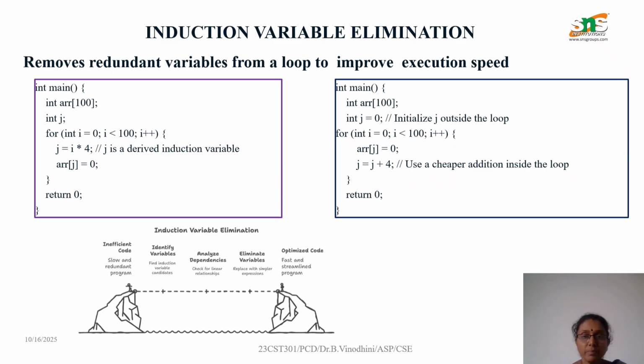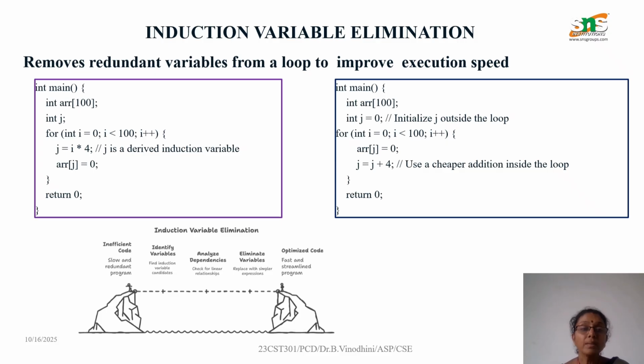Next is induction variable elimination. In this, the induction variable is identified, and we remove the induction variable from inside the loop to improve the execution speed. For example, on the left-hand side we have the unoptimized code. Here the for loop is executed 100 times, but every time the value of j is incremented by 4. That is the main objective.